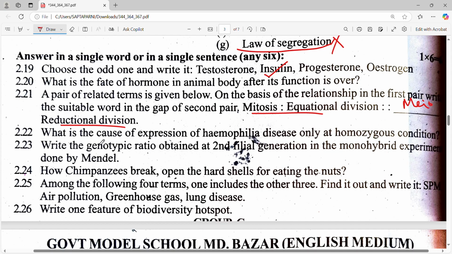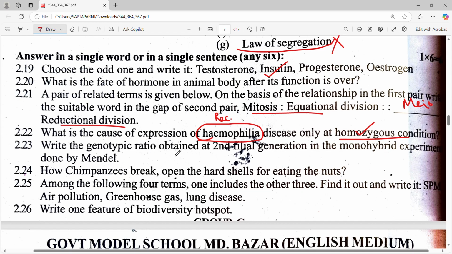Okay. Next, what is the cause of expression of hemophilia disease only at homozygous condition? See, hemophilia is a X-linked recessive disease. Okay, so the recessive allele is responsible for causing hemophilia, and we know that recessive alleles only show their phenotype in homozygous condition, okay, when they are present in homozygous condition. That is why the hemophilia disease only gets expressed in homozygous condition, okay.